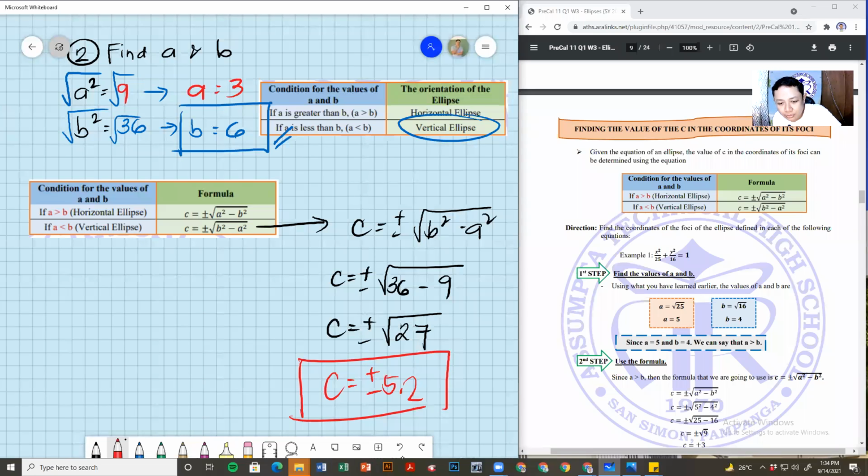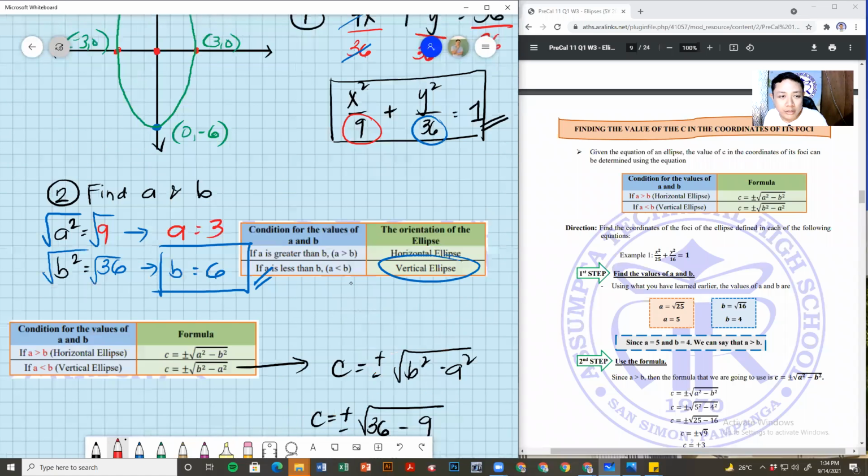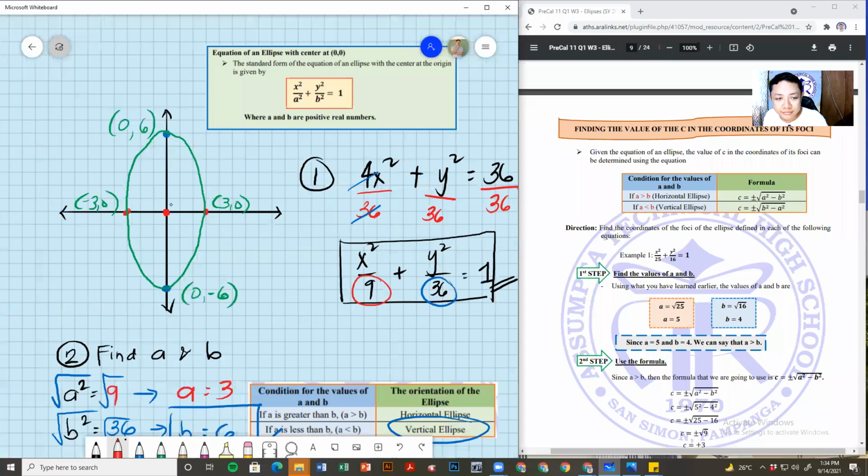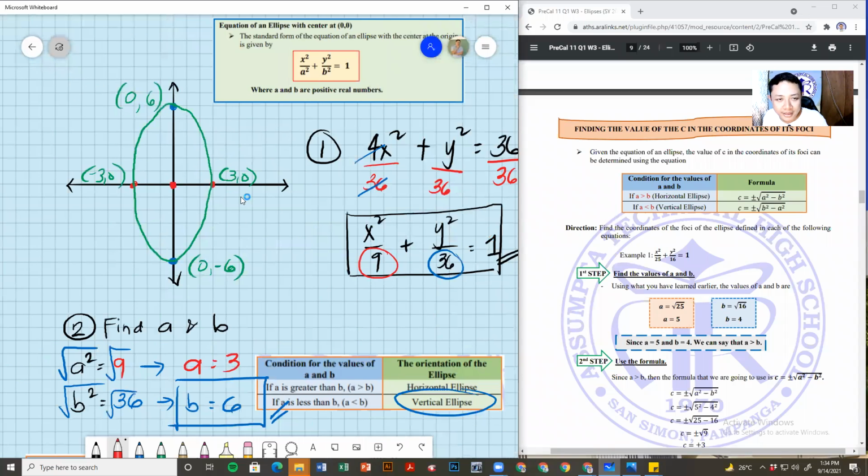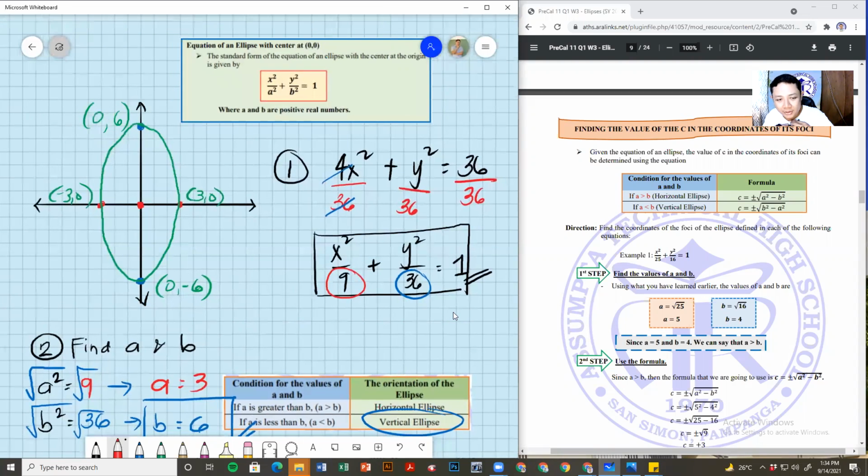Okay, now that we know our foci, the C is 5.2, it's positive, negative, we know what to do. We will go back now to our graph. There. Okay. So we have 5.2 for C. From our center, we count again up and down 5.2. It should be up and down kasi it should be in the major axis. I will explain later. I will show you later why. It should be in the major axis. 5.2. 1, 2, 3, 4, 5.2.